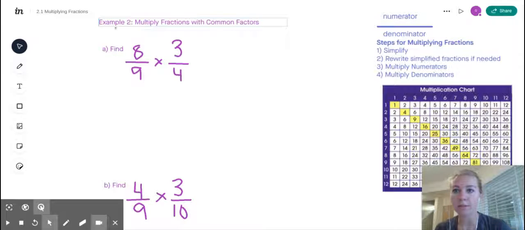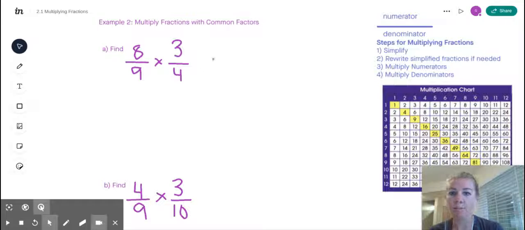All right, let's go over example 2, multiply fractions with common factors. Again, part of chapter 2, section 1, multiplying fractions. Okay, I have over here the steps. They are the same. So problem A, find 8/9 times 3/4.